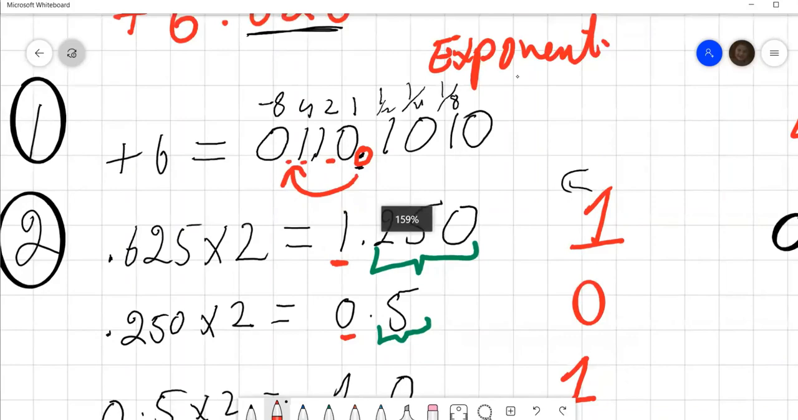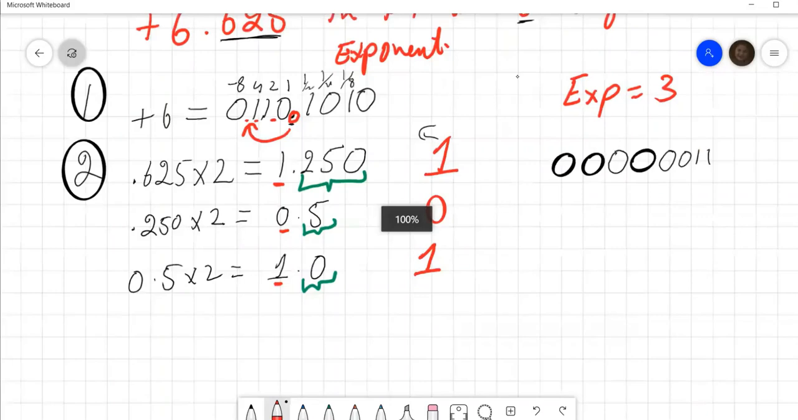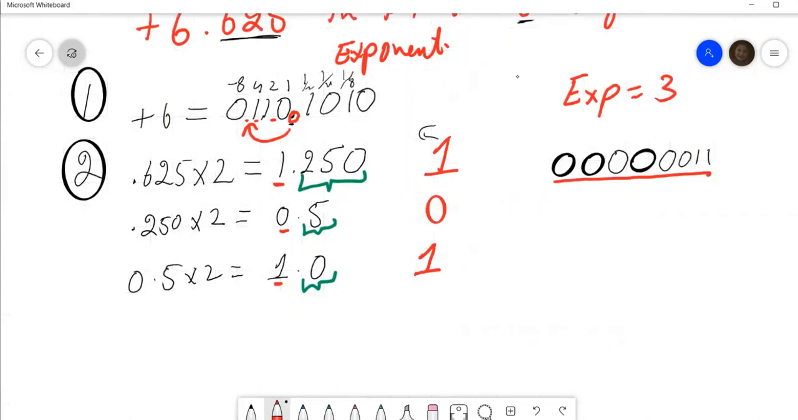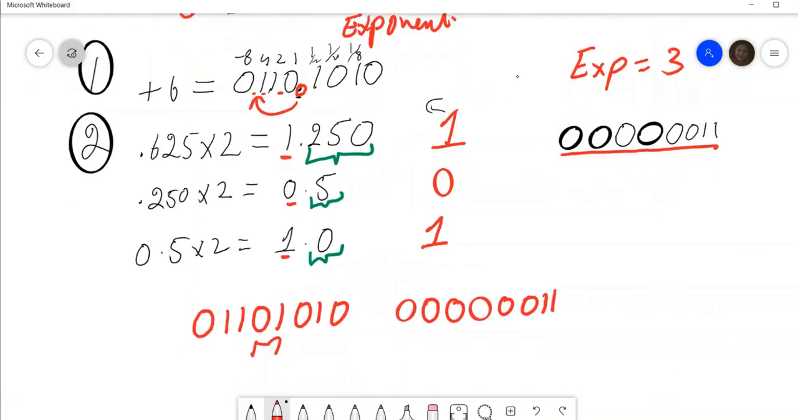समझाई? तो अब ये एक्सपोनेंट क्योंकि 3 है, तो इसको बाइनरी में जब प्रेजेंट करूंगा तो वो इक्वल टू दिस होगा. तो मेरा फाइनल आंसर क्या है, 0, 1, 1, 0, 1, 0, 1, 0. और ये है मेंटेसा. और एक्सपोनेंट में लिखूंगा 0, 0, 0, 0, 0, 0, 1, 1. So this is my exponent.